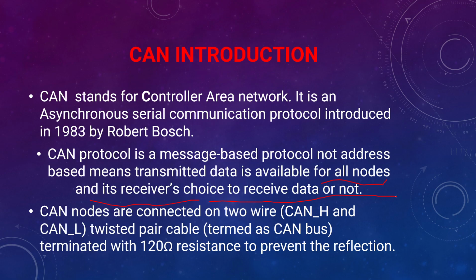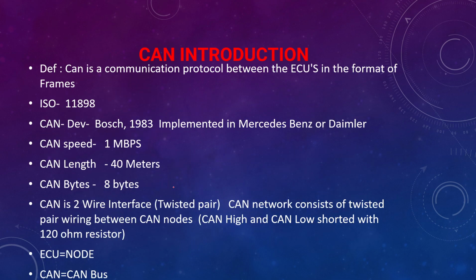The CAN nodes are connected by two wires, CAN high and CAN low. This is the CAN twisted pair cable, meaning the wires are twisted around each other. In this twisted pair, at each end we add a 120 ohm resistor. Why we use 120 ohm resistors, I will explain in the next slides, so don't worry about it. So we use 120 ohm resistors in the CAN protocol.